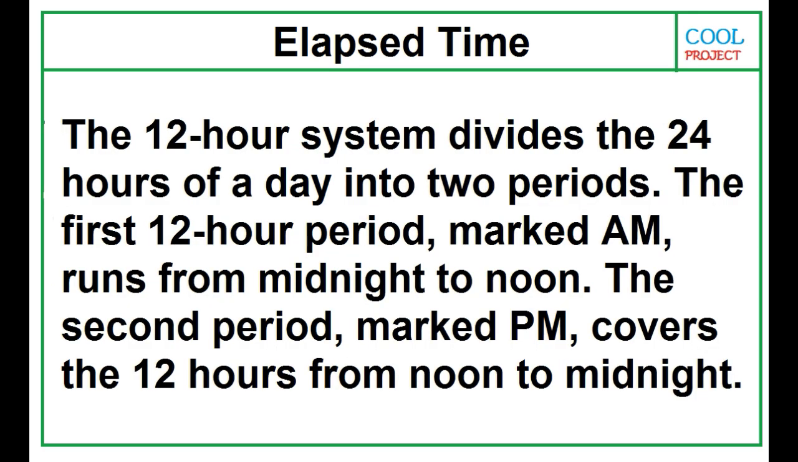Again, the 12-hour system divides the 24 hours of a day into two periods. The first 12-hour period, marked AM, runs from midnight to noon. The second period, marked PM, covers the 12 hours from noon to midnight.